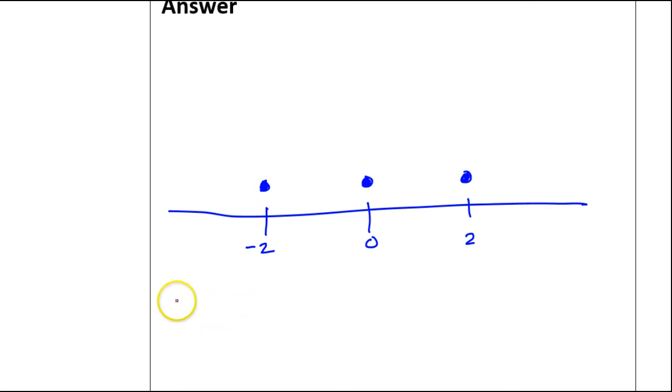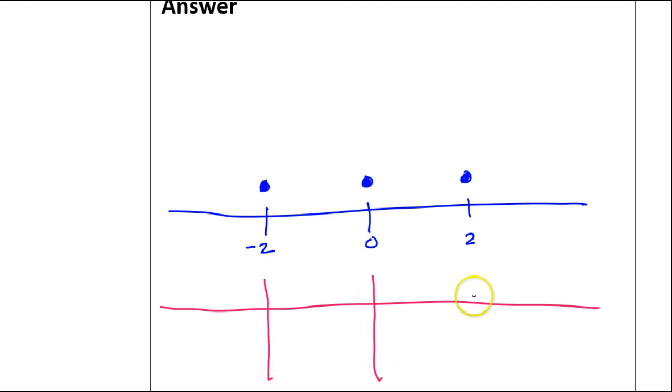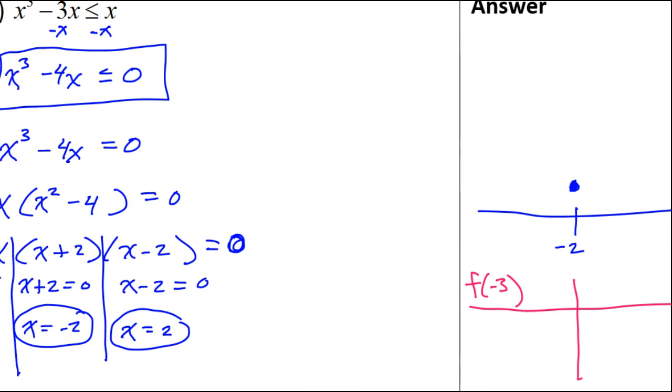So look, these boundary points divide the number line up into 4 intervals. We need a test value in each one of these intervals. So we need a test value that is less than negative 2. So why not negative 3? Now let's keep in mind what constitutes a solution.